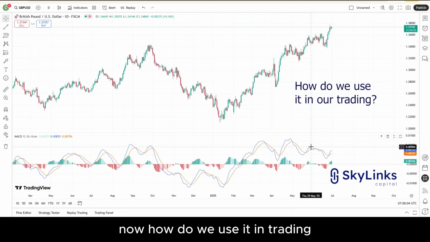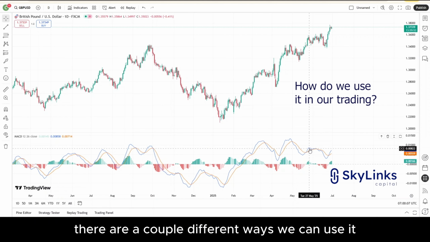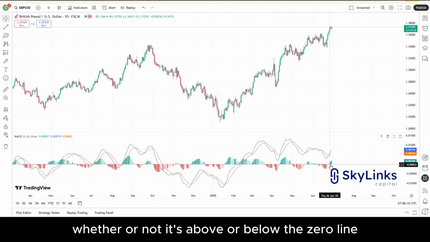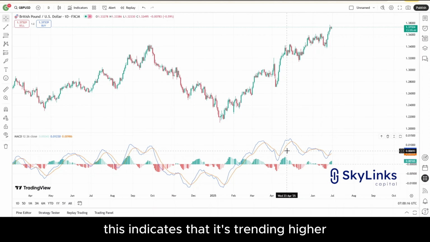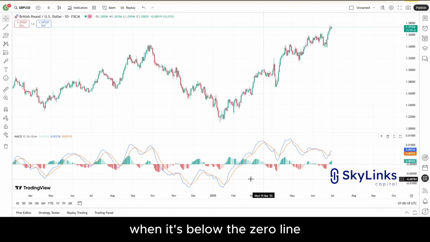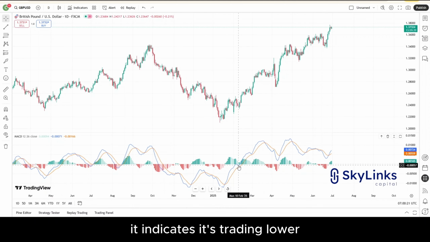Now, how do we use it in trading? There are a couple of different ways we can use it. Firstly, identify whether or not it's above or below the zero line. When it's above the line, this indicates that it's trending higher. When it's below the zero line, it indicates it's trading lower.